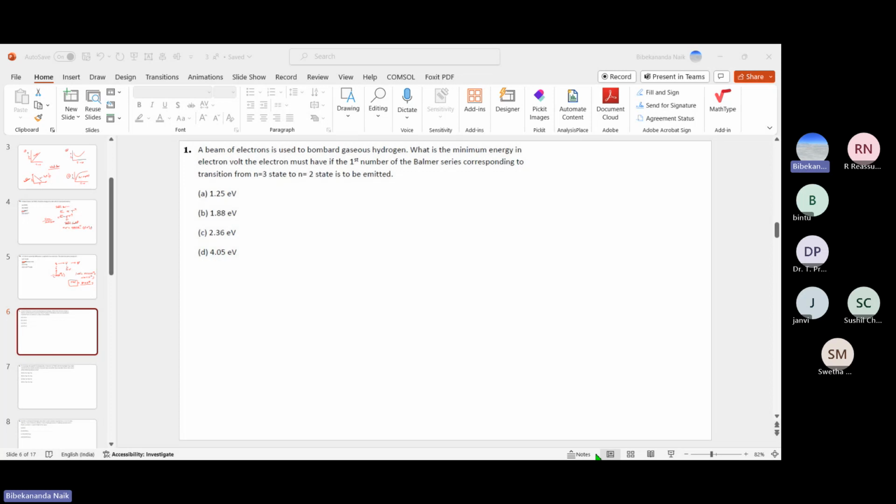So has anyone calculated? Can anyone tell me what will be the energy of the electron so that there will be an electronic transition from n equal to 3 to n equal to 2 level? Yes, Sushil Chabra, can you hear me?